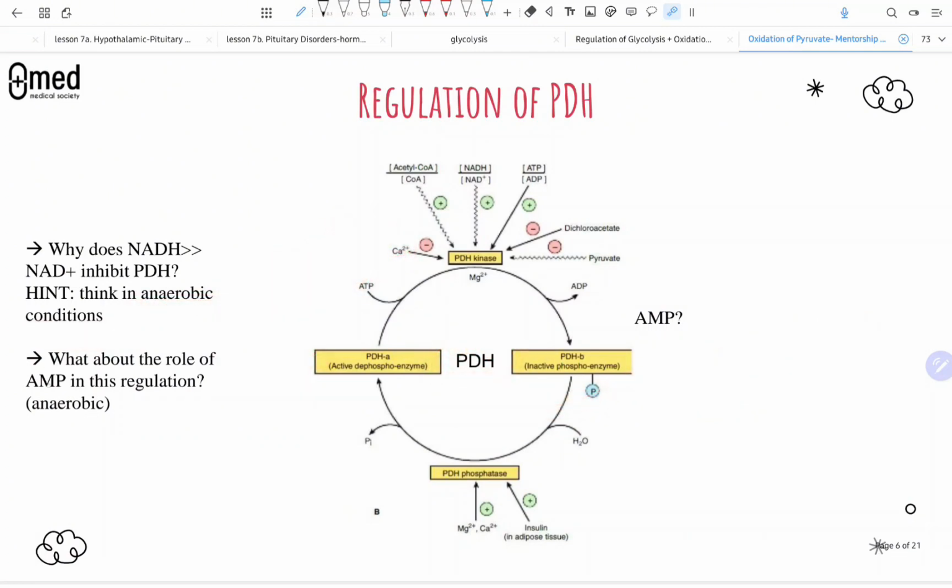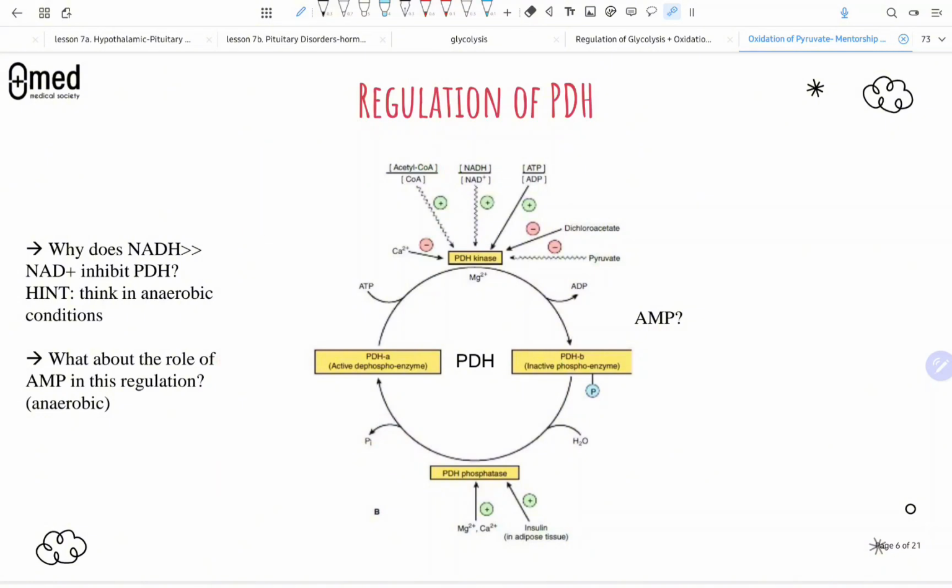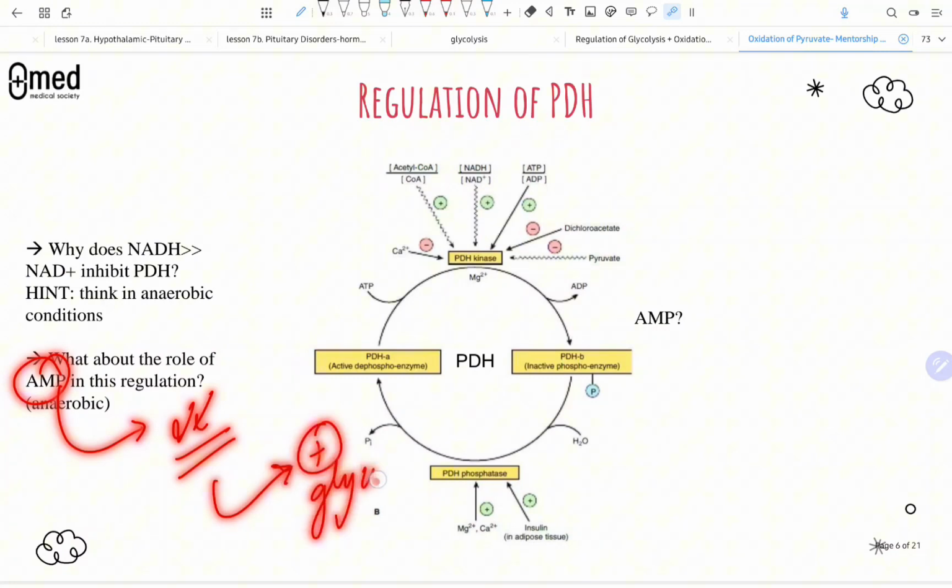Now, what about the role of AMP in this regulation? So this is a trick for you to remember. Anytime you see the word AMP or adenosine monophosphate, this is going to tell you that the cell is having low energy levels. If you see ATP, then this means high energy levels, okay? So AMP, as I said, low energy levels. So what is it going to activate? Of course, it's going to activate glycolysis, right? Because glycolysis is going to give us 2 ATP.